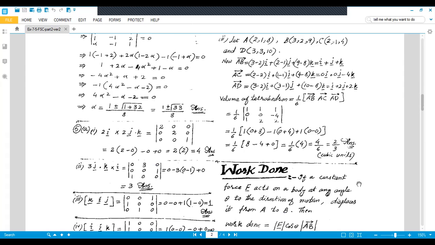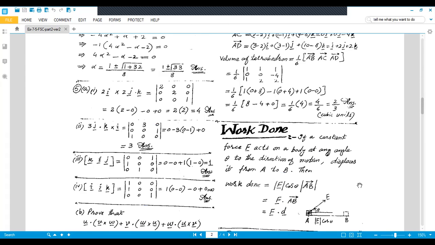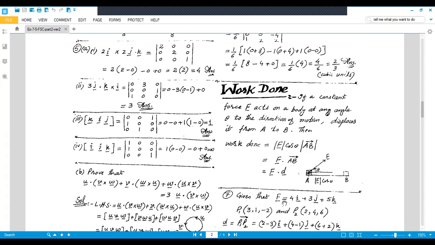Number 7. Before going to 7, you should know that work done, already studied in physics, is F dot D, the dot product with F. D is the displacement, F is the force. So the dot product of force with displacement. So the absolute magnitude of F times the magnitude of AB times cos theta. So F dot D.